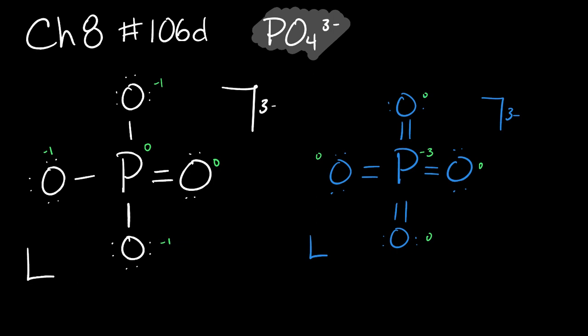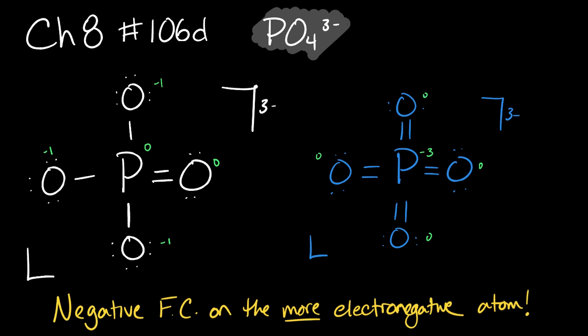So which is better, our structure in white over here on the left or our structure in blue? Well, actually, the structure in white is better, because anytime we have negative formal charges in a structure, we want those to be with the more electronegative atom. A lot of times students will look at the structure in blue and say, well, there's more zeros over here and just -3 on the central atom. So shouldn't that be better? Again, negative formal charges go on the more electronegative atom.